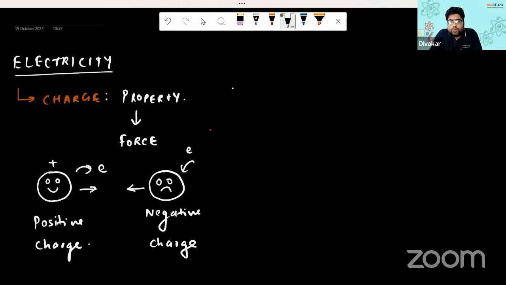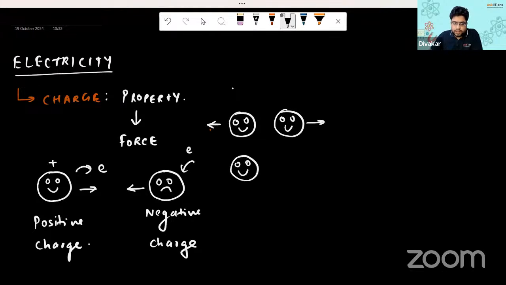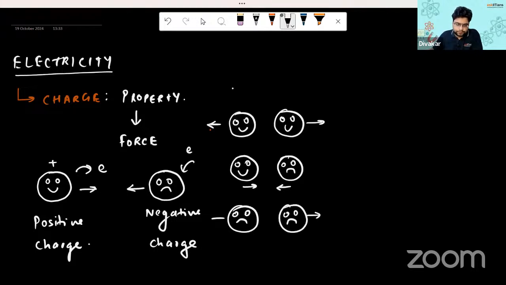When you bring two bodies which have the same kind of emotion, the same kind of charge, they repel each other. So if I bring a positive and another positive together, they repel. But if I bring a positive and a negative together, they attract. And if I bring a negative and another negative together, they repel. So what we understood is that this is a property by virtue of which they apply force on each other. How does that property arise? By excess or deficiency of electrons. We name that property charge.